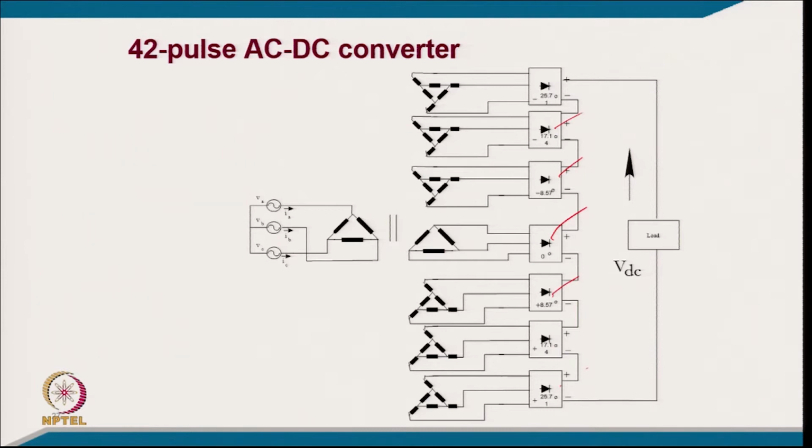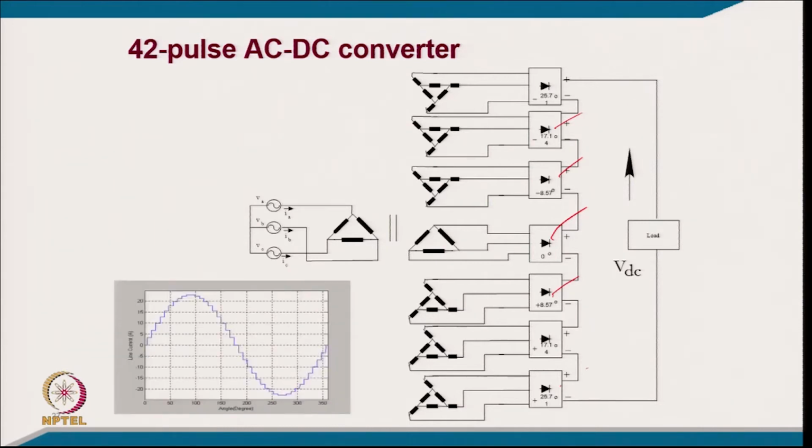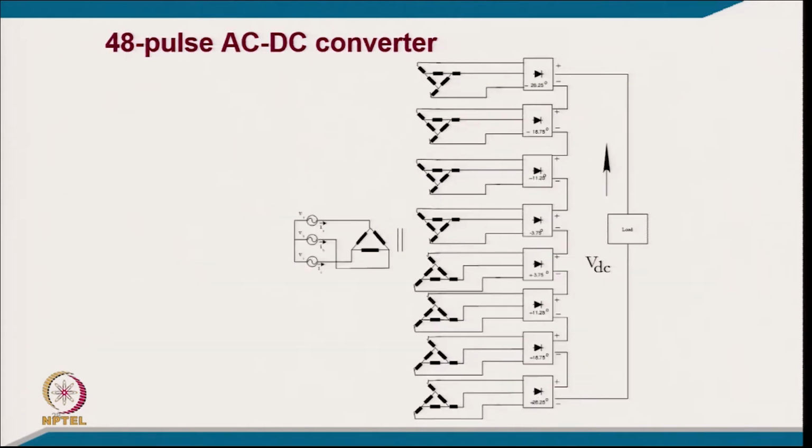Certainly the lowest harmonics here will be 42 plus minus 1. So 41 and 43 will be the lowest harmonics, and your input supply line current waveform will be closer to a sine wave. The lowest will be 41, and that will be your fundamental current divided by 41. So you will find even less than 2.5% will be the dominant harmonics in that case.